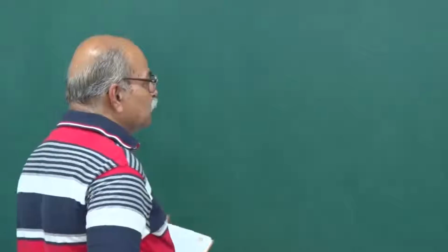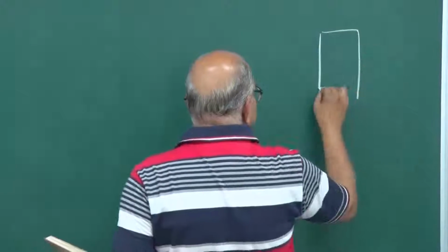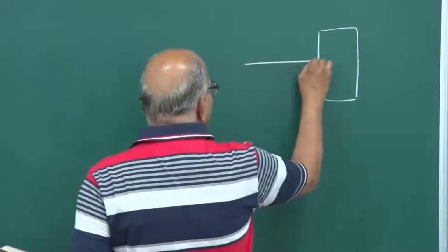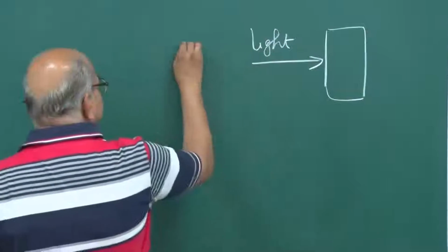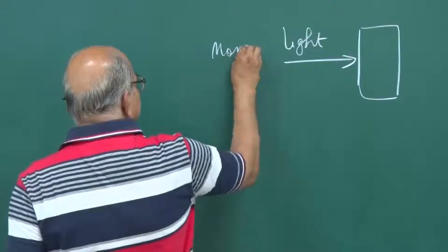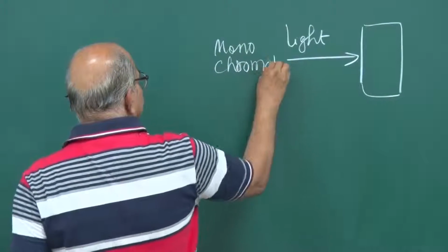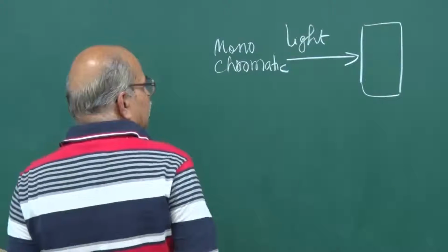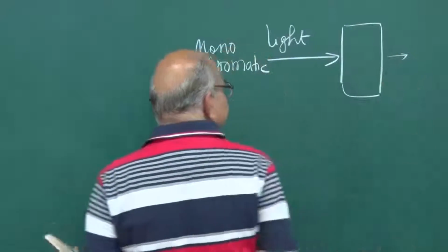So, today we will do some numericals. The first one is that if you have a semiconductor and allow monochromatic light to fall, then how much of it is absorbed and how much is transmitted.